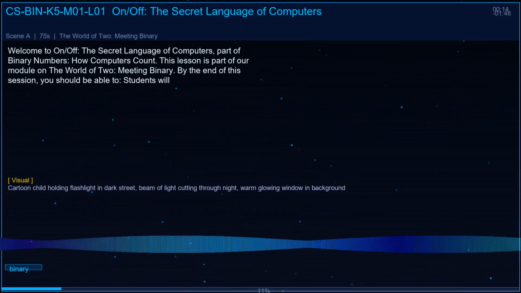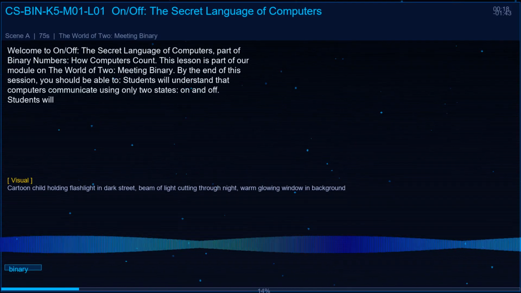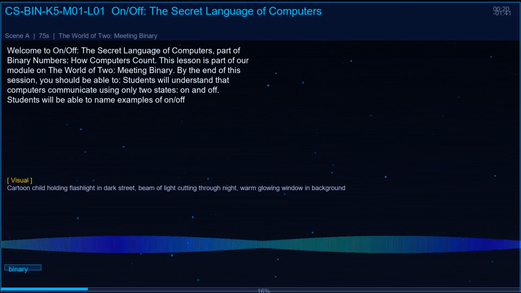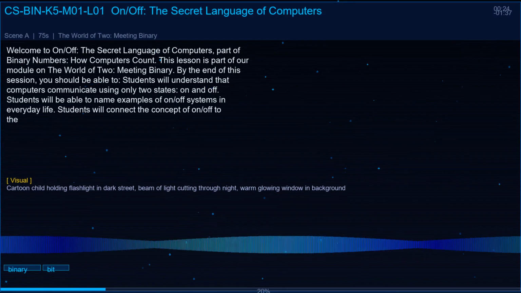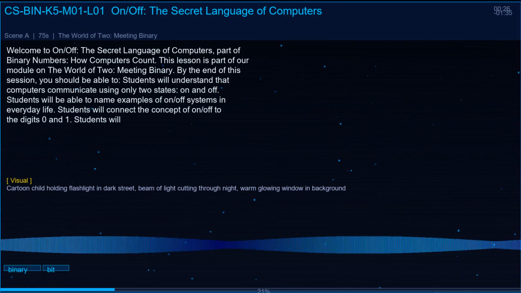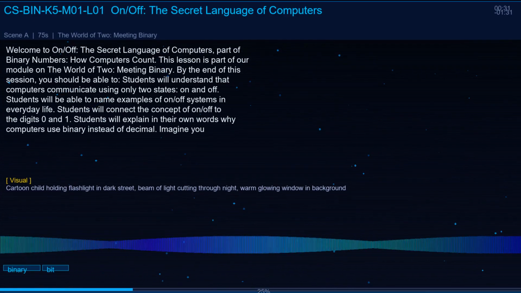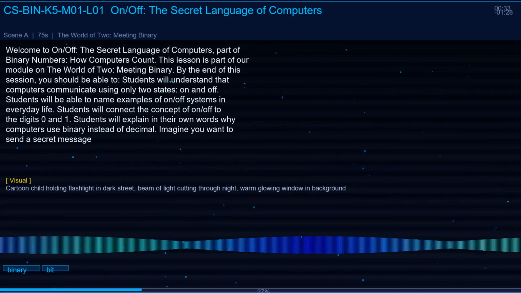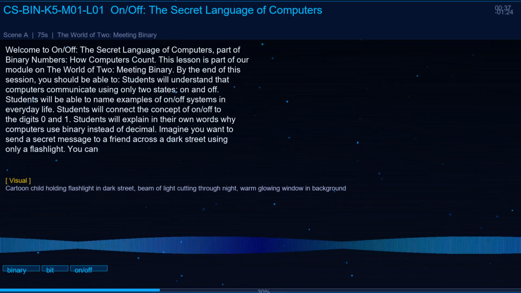By the end of this session, you should be able to: Students will understand that computers communicate using only two states, on and off. Students will be able to name examples of on/off systems in everyday life. Students will connect the concept of on/off to the digits 0 and 1. Students will explain in their own words why computers use binary instead of decimal.